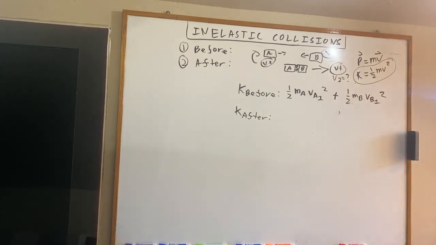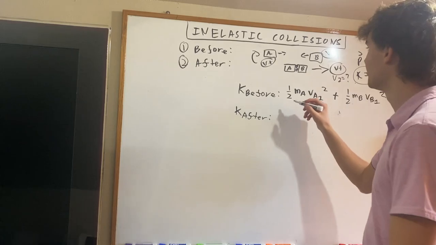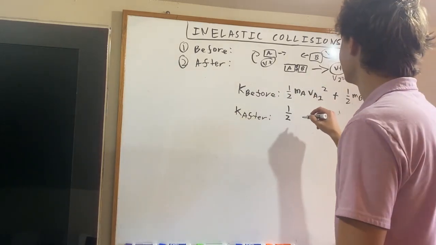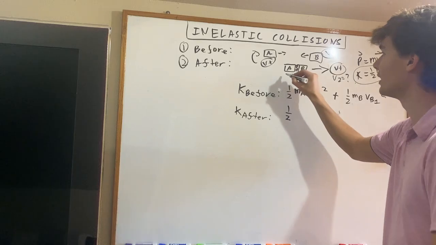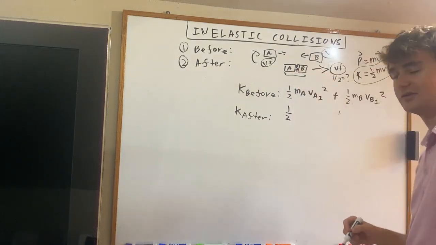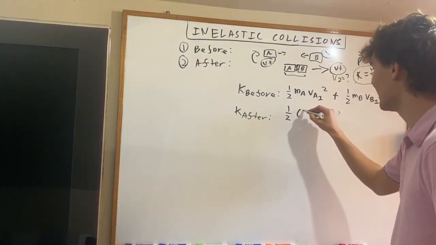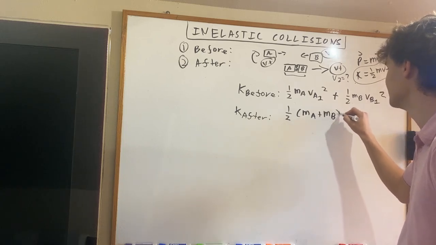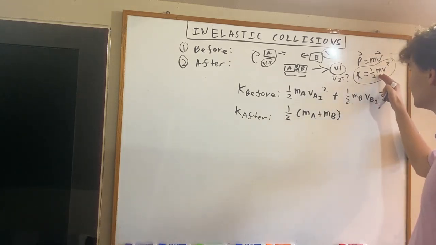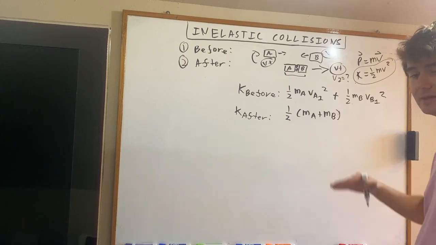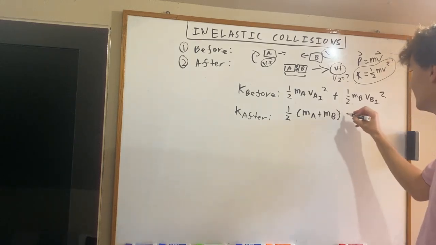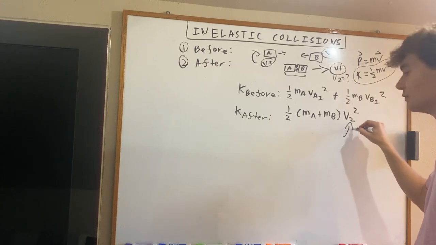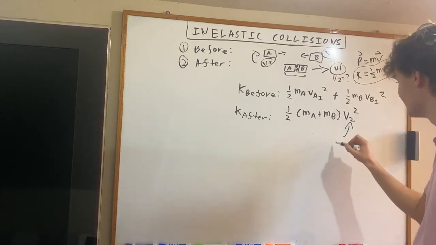And then the kinetic energy afterward is going to be 1/2. So now we can think of this as one object. Let's just think of it as one object, so we'll just add the masses. So MA plus MB. I'm just replacing M with MA plus MB because they're connected together. And then we'll just call this V2 squared. And that V2 is what we found previously.